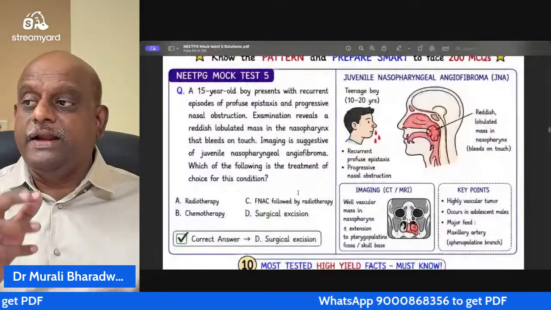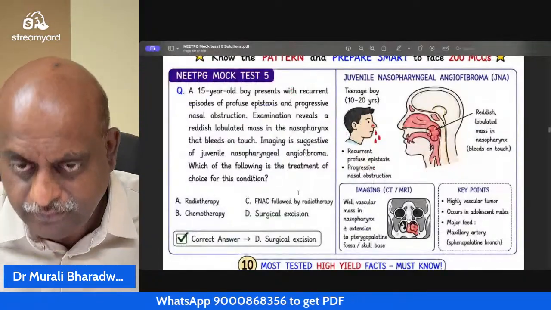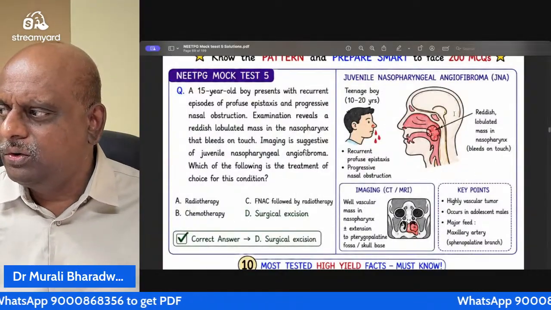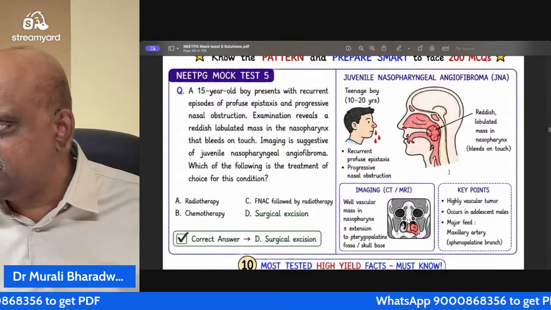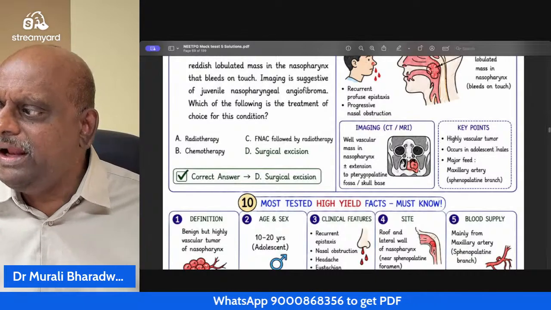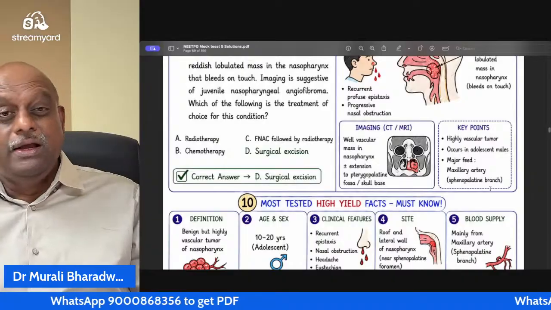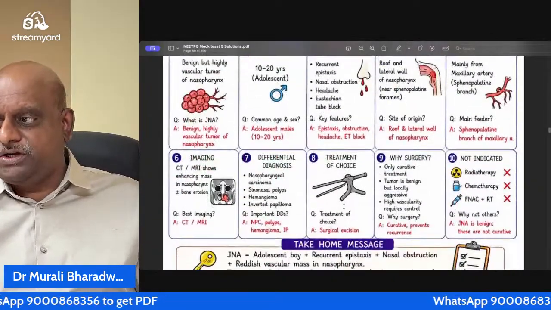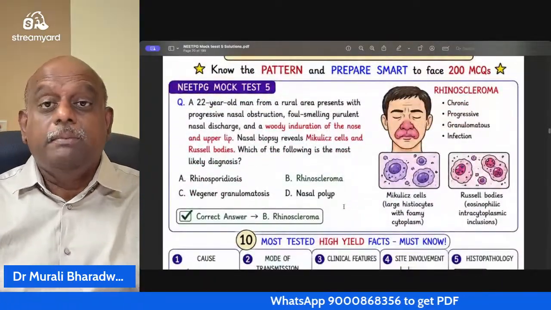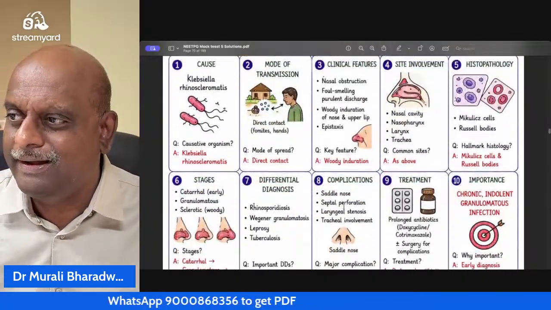A 15-year-old with recurrent episodes of profuse epistaxis and progressive nasal obstruction. Nasopharyngeal angiofibroma. So, reddish lobulated mass in the nasopharynx, which bleeds on touch. So, it is a highly vascular tumor. The major feed comes from the maxillary artery, sphenopalatine branch. Common in adolescent males, and surgical excision is considered to be the treatment of choice, is what you need to remember. Mikulicz cells, Russell's bodies equal to rhinoscleroma.